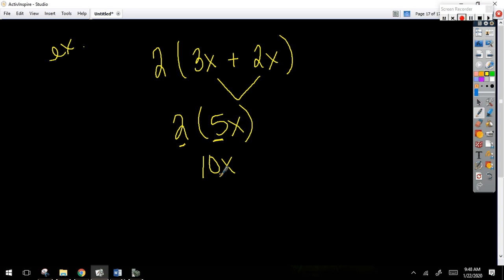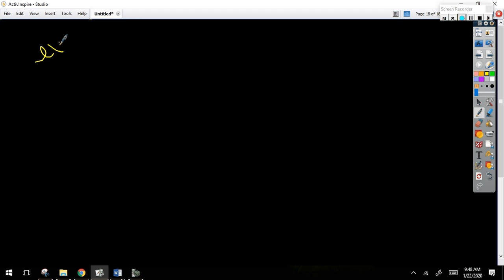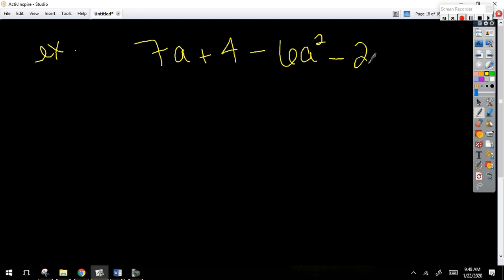All right, let me give you a couple. I want you to simplify these if you can. Tell me what you can do to simplify if you can simplify it at all. How about 7a plus 4 minus 6a squared minus 2a? Can that be simplified? Ooh, I heard yes right off the bat. Why can that be simplified? There's 2 a's and there's an a squared. All right, there's a 2a, and then there's a 7a and a negative 6a squared. What can go together and what can't?